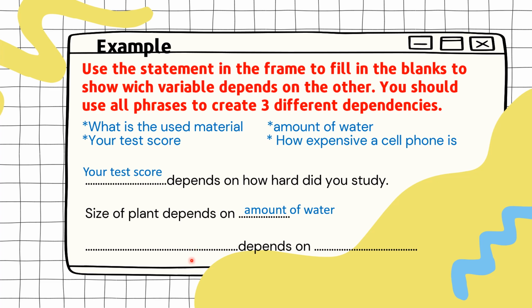Now let's see this. What depends on what? Excellent. How expensive a cell phone is depends on the material used. Okay, math champions, very good.